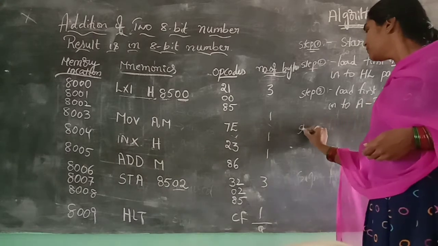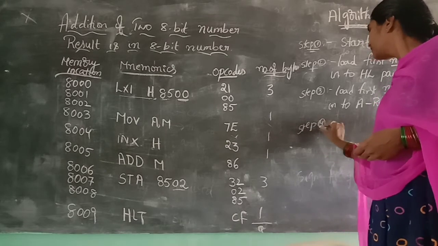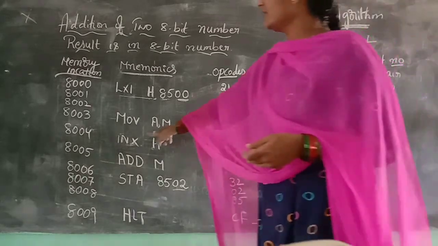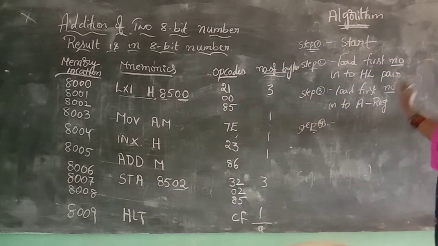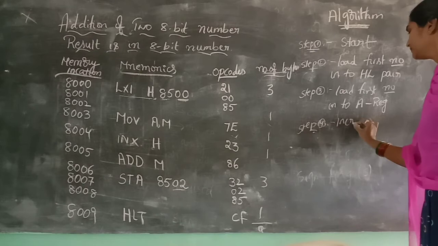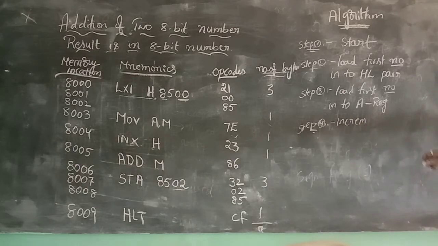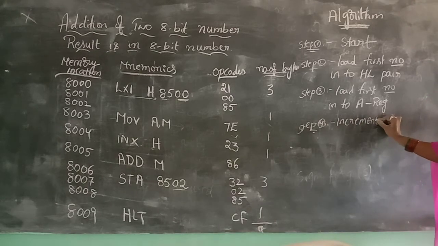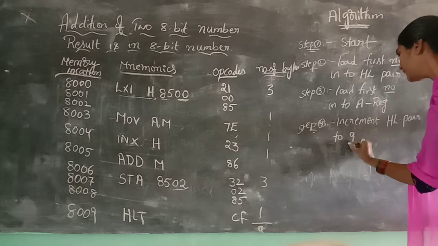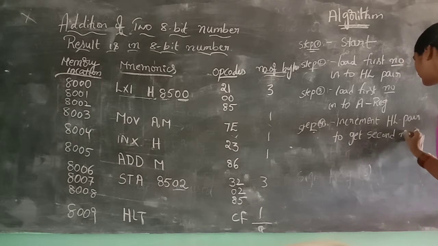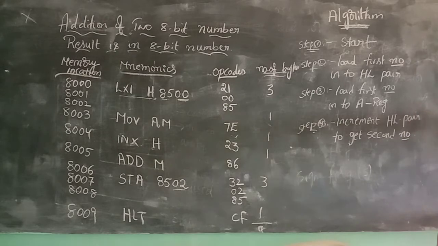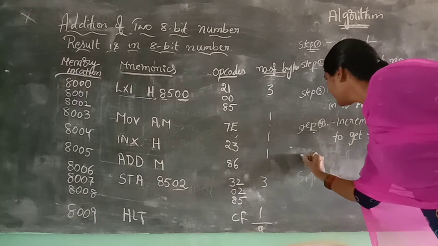Next, step 4, increment HL location. Increment HL pair to get the second number.